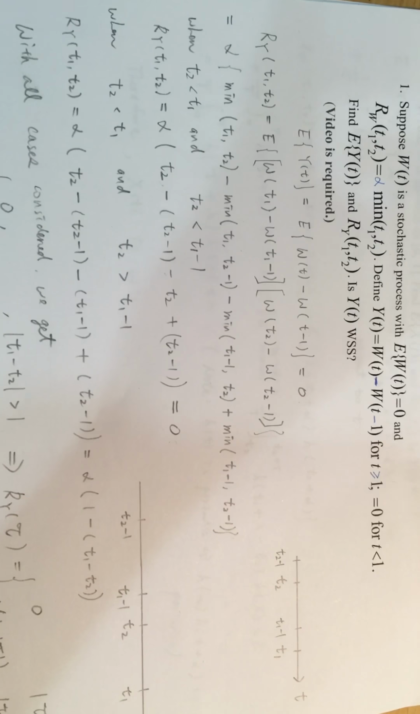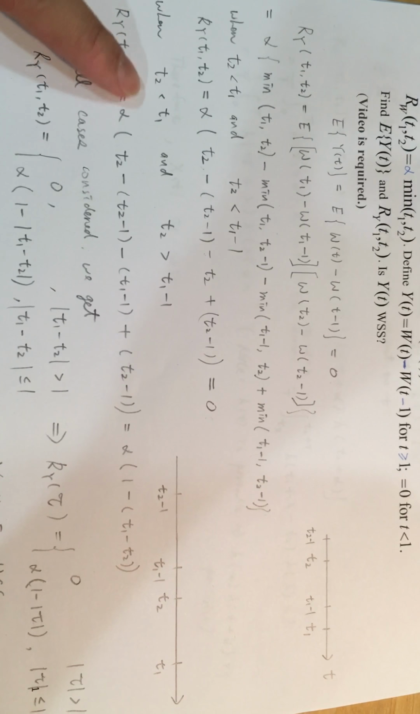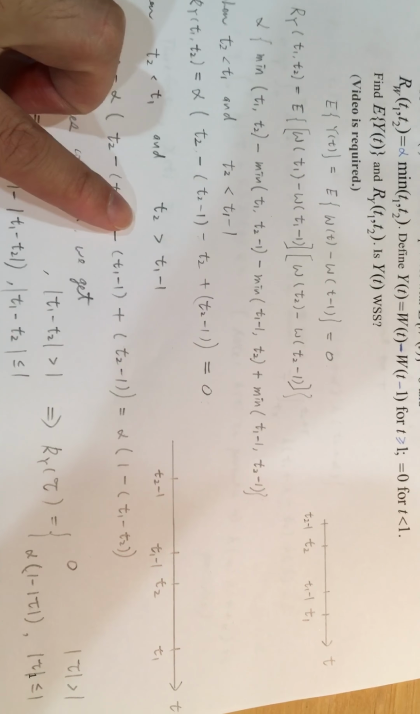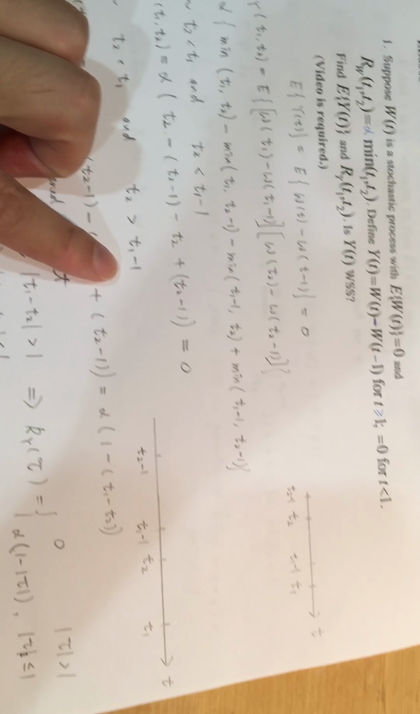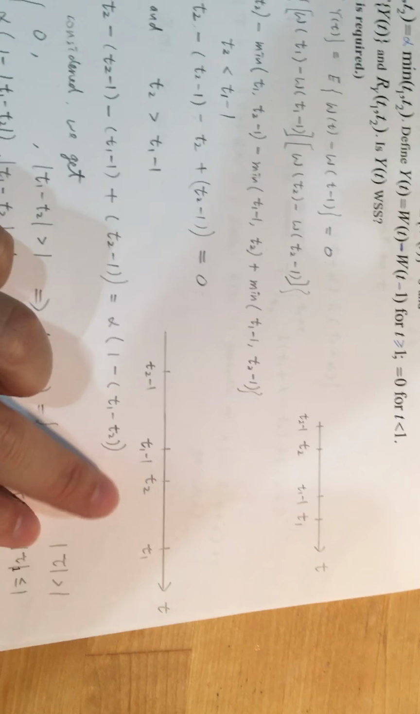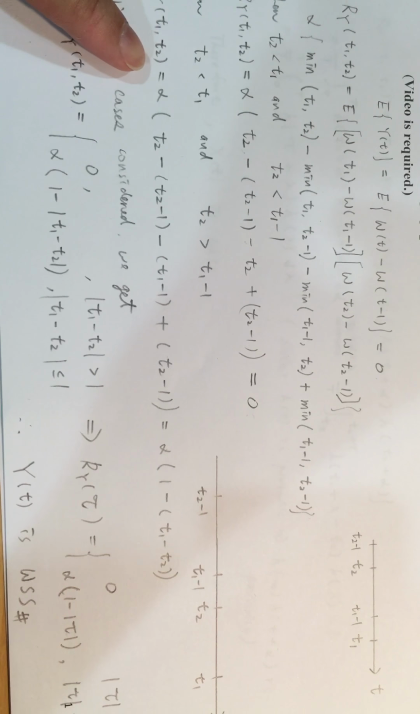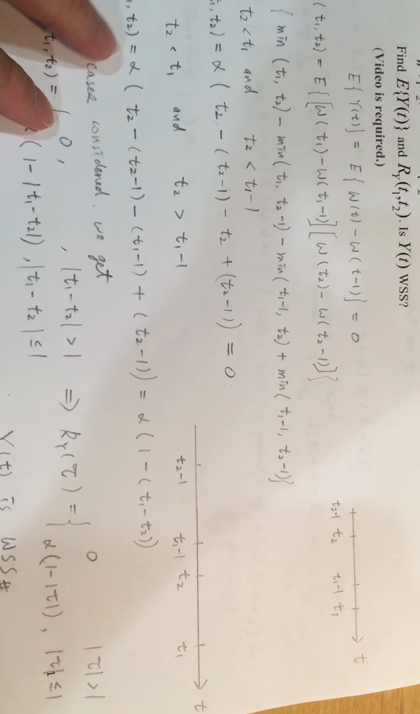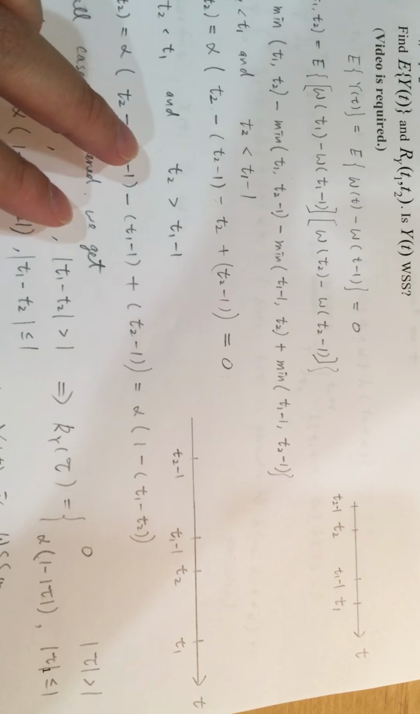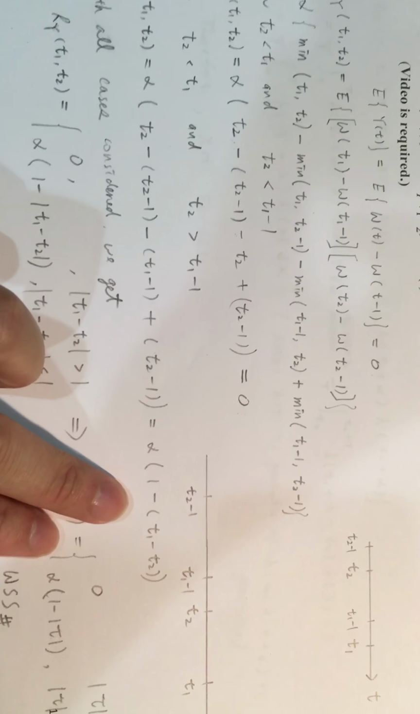And then the second condition is when T2 is less than T1 and T2 is larger than T1 minus 1. So here's the figure. So then we can see, we do the same method from the previous condition, then we can get the result.